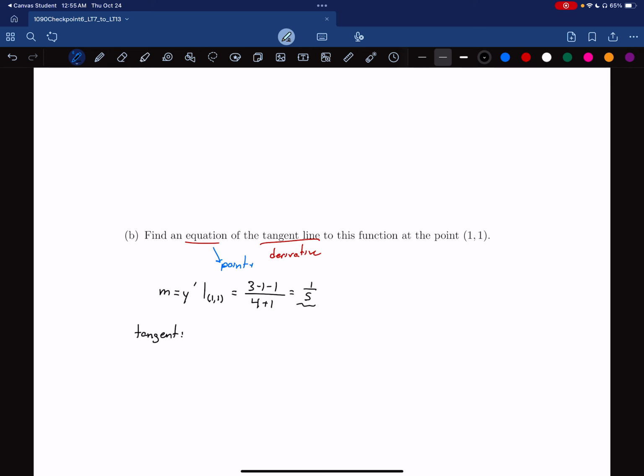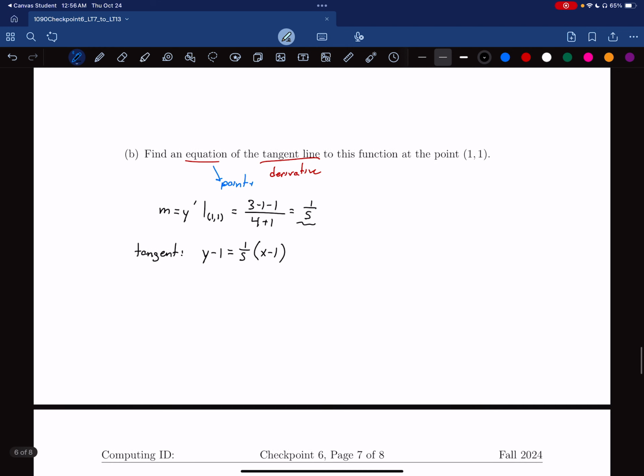So using the point-slope form, we'll have y minus 1, that's our y value that we're given, equals 1/5 times x minus 1, that's the x value that we're given. And you can leave it like this, or you can also write it in a little more traditional way of y equals 1/5 x plus 4/5. But either of those forms is completely fine.